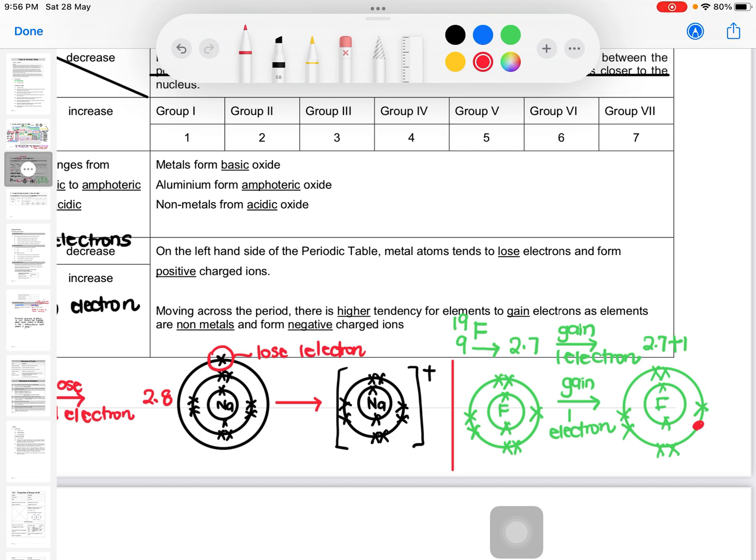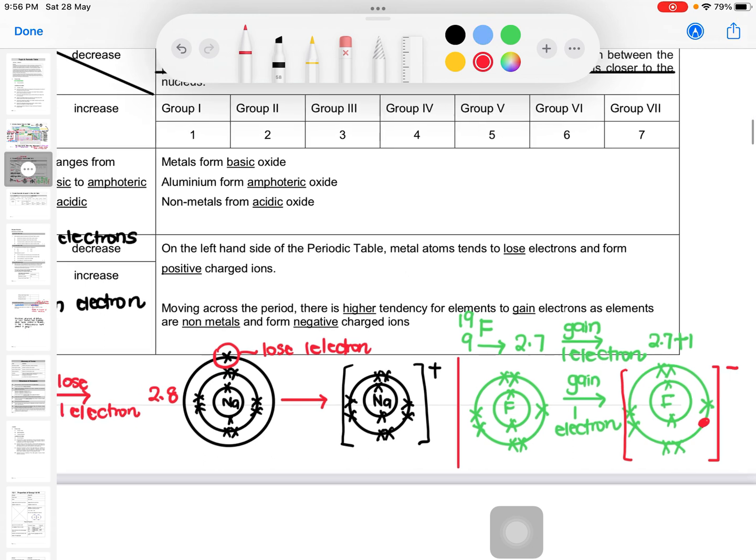After gaining one electron, I need to draw a bracket. Then it's a minus. So that is what it means: on the left hand side, metals tend to lose electrons and form positive ions, and because on the right hand side I have non-metals, non-metals will gain electrons and form negative charge ions.